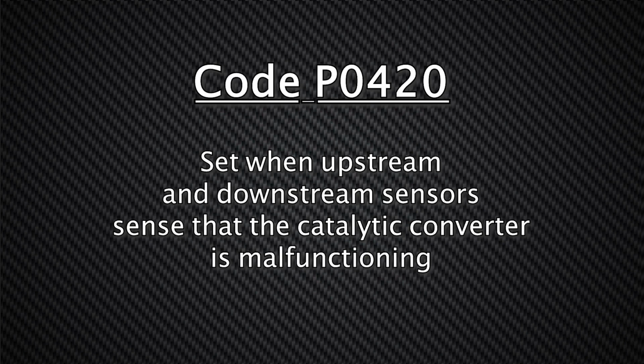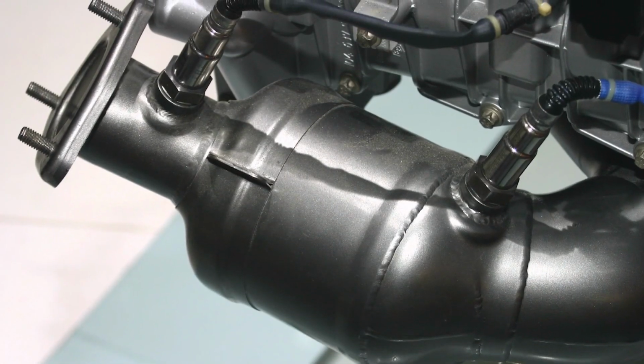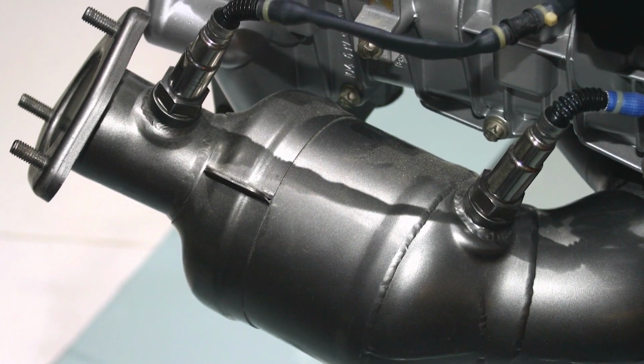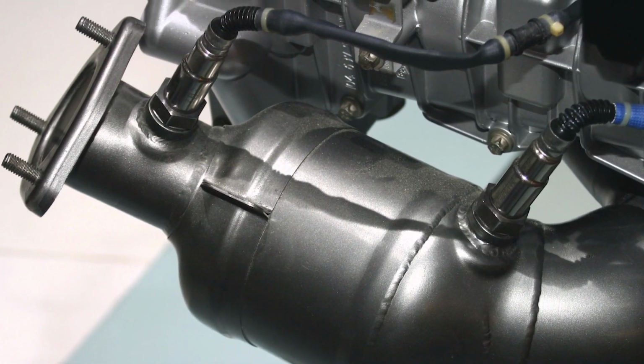A P0420 code is set when the upstream sensor and the downstream oxygen sensor sense the catalytic converter is not doing its job. Basically, the amount of oxygen going into the converter is not being burned, and it detects it through the downstream sensor. Oxygen is the key here. Modern engine management systems leave a little bit of extra oxygen for the catalytic converter to burn the unburned hydrocarbons and break down harmful pollutants.